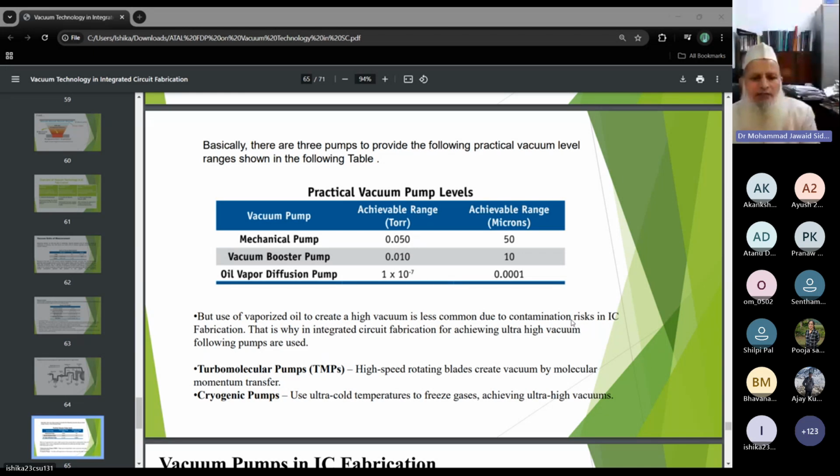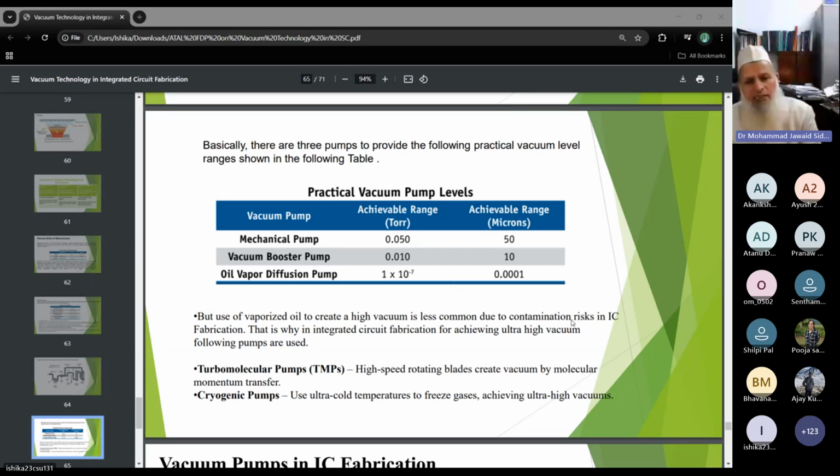So these are the different vacuum pumps used in industry. The oil vapor diffusion pump may be used to get high vacuum in the range of 10^-7, but we cannot use it in integrated circuit fabrication. The use of vaporized oil to create high vacuum is less common due to contamination risk in integrated circuit fabrication.